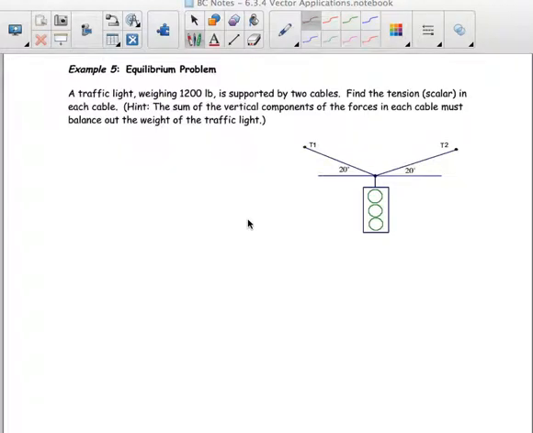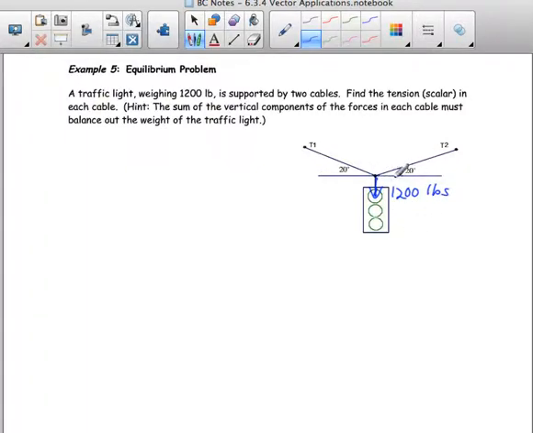All right, this is example 5 from notes 6.3 day 4 about vector applications. In this problem, we're told that there's a traffic light that weighs 1,200 pounds and that it's supported by 2 cables. So on our diagram, I'm going to draw the vector, which is the weight of the traffic light. So I'm going to say this is 1,200 pounds, and that's pulling downwards or in the negative J direction.